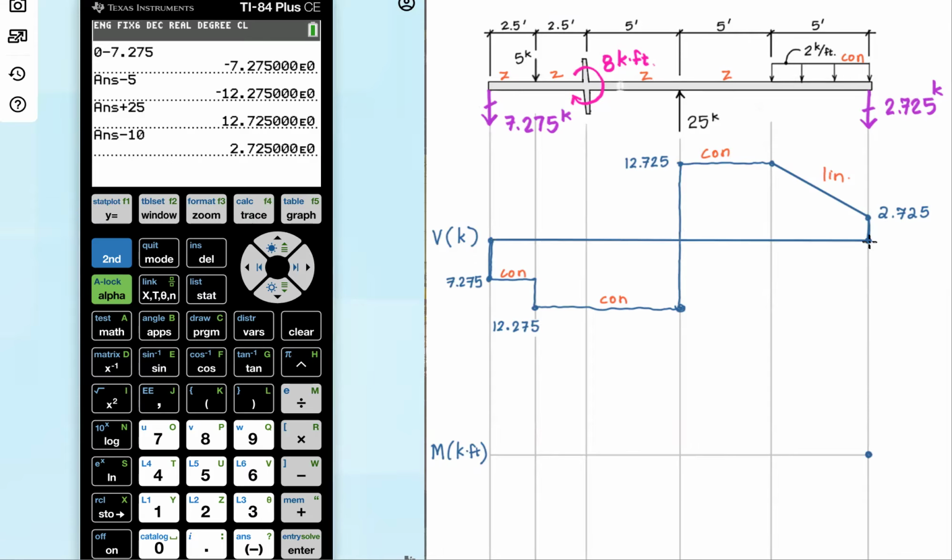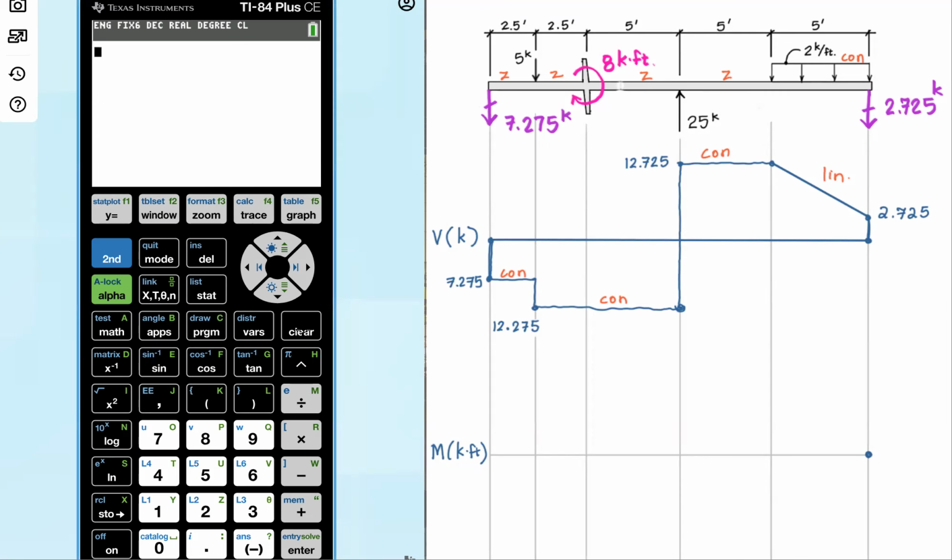Shear diagram, fantastic. Looks good. Time to do our moment diagram. Zero out my calculator. Okay, start at moment equals 0. And at this point, I go back and I scan my loading diagram.